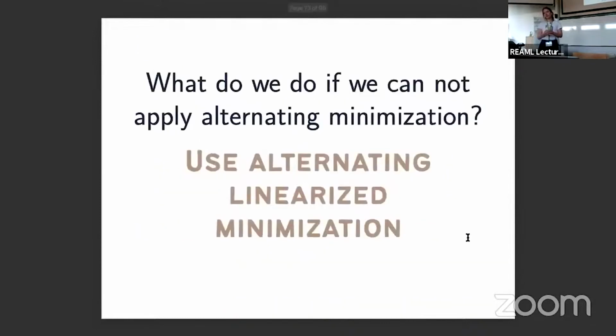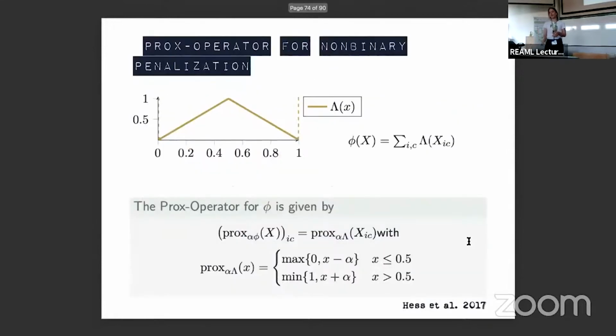So what can we do now if we cannot apply the alternating minimization of k-means? We do basically what we did also for NMF. So we now use alternating linearized minimization. And you might remember that for this alternating linearized minimization scheme, you need the prox operator.